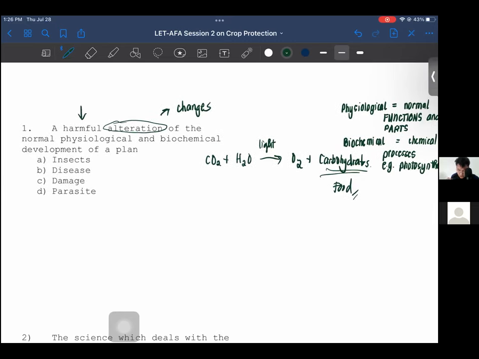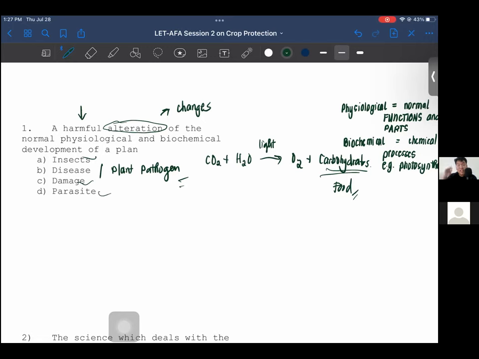Okay. So sabi doon, physiological and biochemical development of a plant. So disease, disease can also be called as plant pathogen. So ang insects naman kasi they can do damage. Insects can do damage. Pero hindi niya ina-alter directly yung physiological and biochemical processes. Same through with parasite. So disease is the closest and the best answer for this.